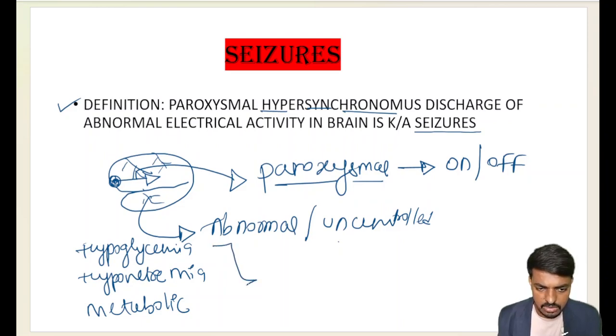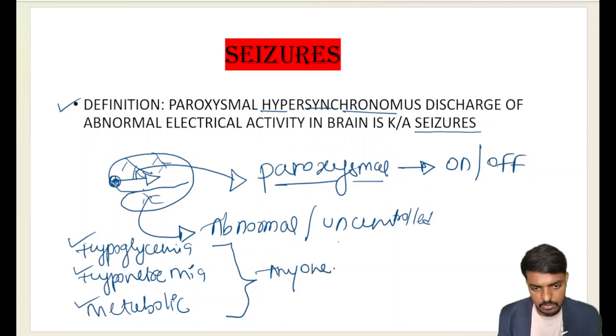Seizure may occur in all those patients where the metabolic values are changing, which directly or indirectly interrupt the electrical activities of the brain. So it may occur in any patient. Why? Because hypoglycemia occurs in all patients, hyponatremia may occur in you and me also, and metabolic abnormalities due to starvation may occur in you and me also. So seizure may occur for anyone because of hypoglycemia, hyponatremia, and metabolic abnormalities.